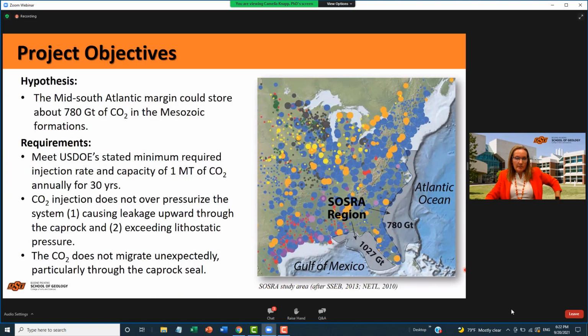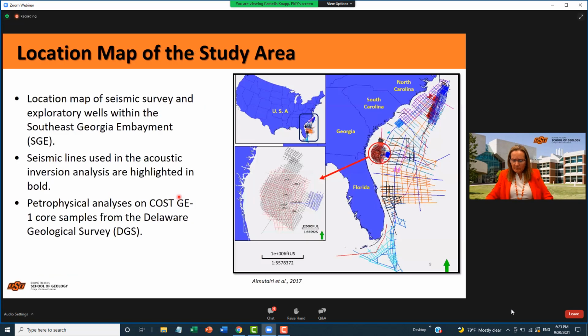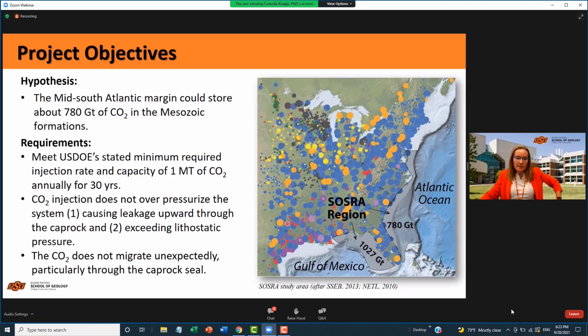So these were some of our project objectives and hypotheses, that the Mid-South Atlantic margin would store about 780 gigatons of CO2 in the Mesozoic formations. And here are the requirements from the Department of Energy in terms of depth and in terms of volumetric capacity. And actually, if we look here, these are all point sources of CO2 in the Southeast, and about 40% of the nation's CO2 from point sources is actually emitted from the southeastern United States.